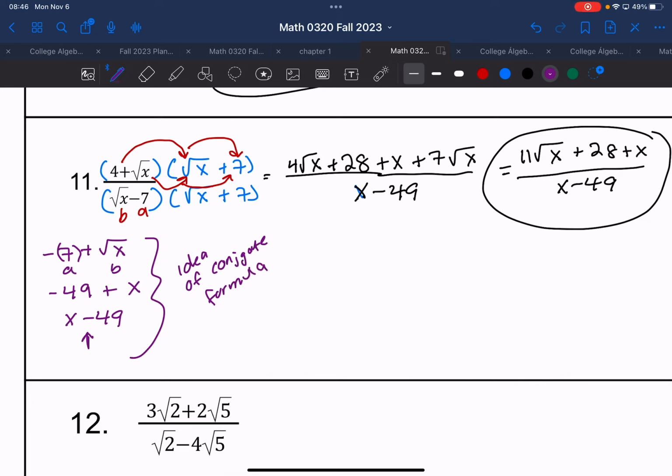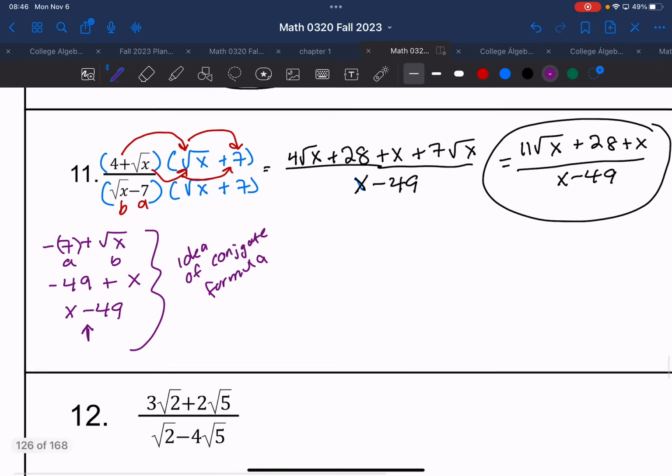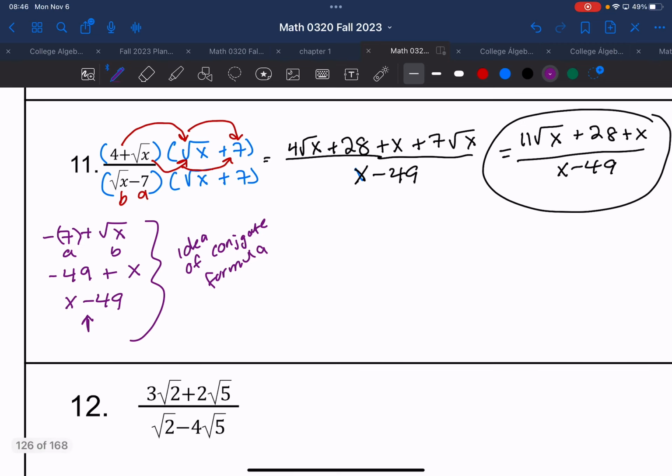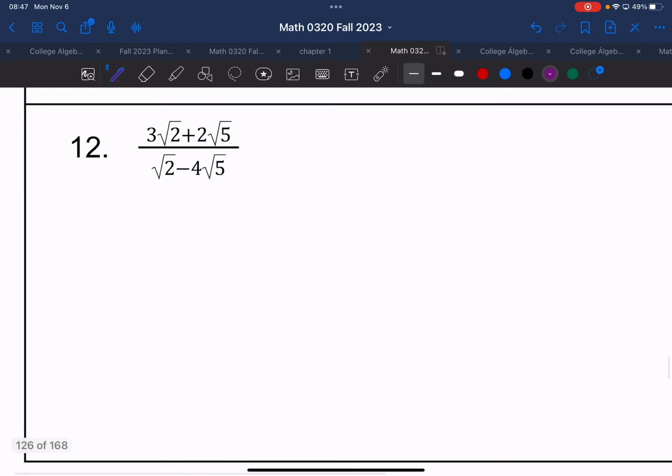I'm just going to write that off to the side. Okay. So think of this as method 1, method 2. Method 1, we were using that conjugate formula idea. Method 2, the one that I prefer, is just to FOIL everything out. So that's what we're going to do in 12.